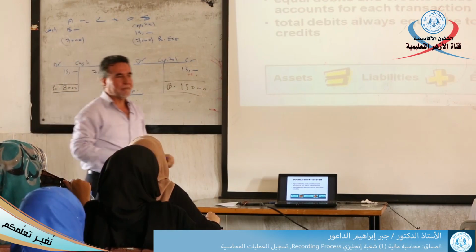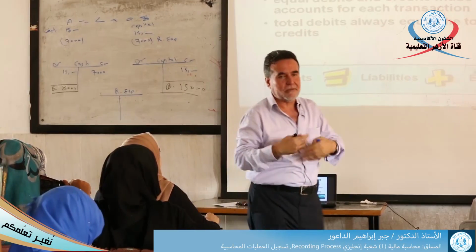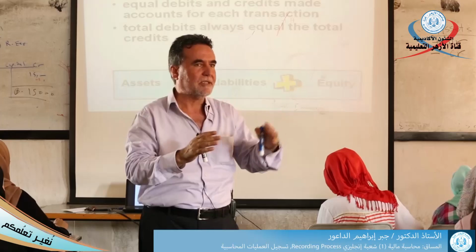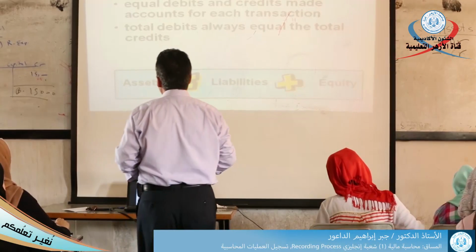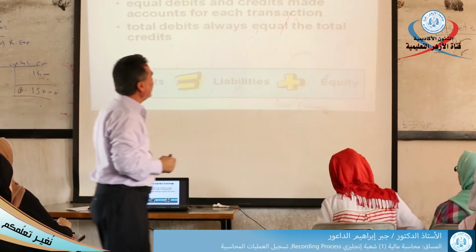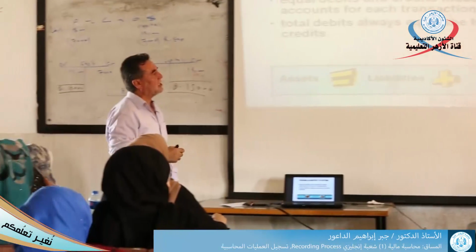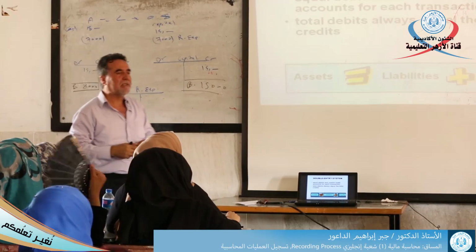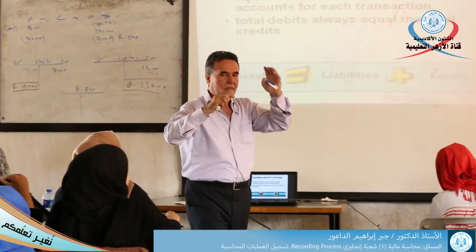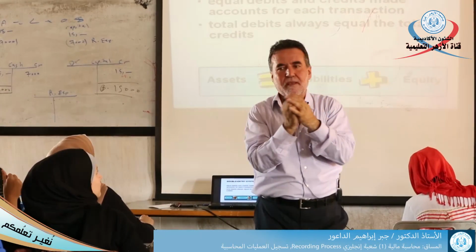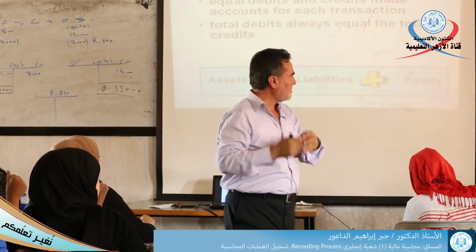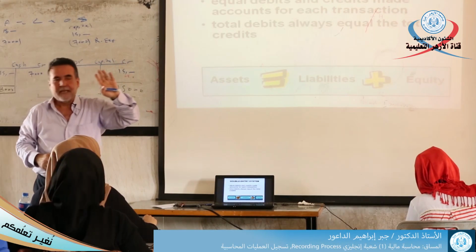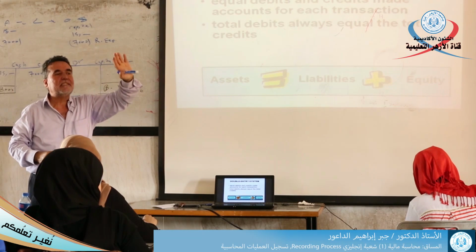Double entry system, يعني بالعربي القيد المزدوج، نظام القيد المزدوج. Double entry system: equal debit and credits made to accounts for each transaction. Total debits always equal the total credits. The double entry system has two sides, a credit side and debit side.